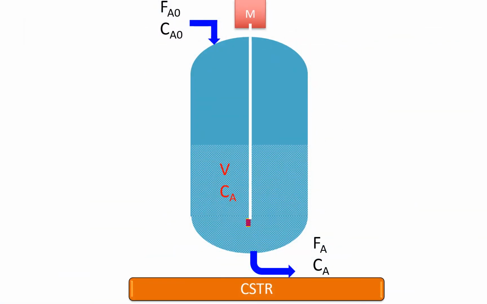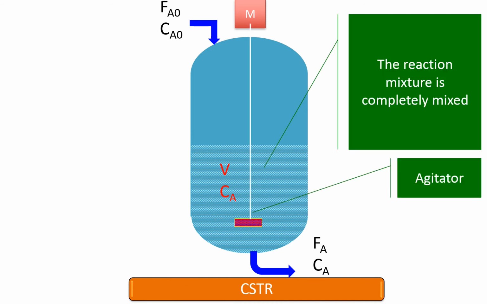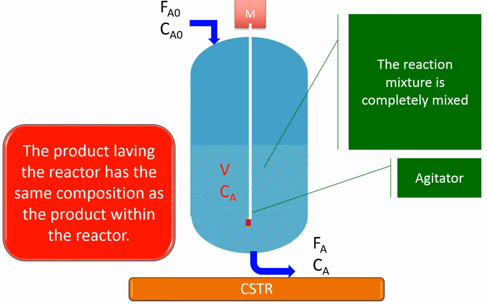This figure illustrates a continuous stirred tank reactor, CSTR. The feed is continuously added to the reactor and the reaction rate is controlled with the addition of the reactants, and the contents are well stirred and uniform throughout. The product leaving the reactor has the same concentration as the product within the reactor.